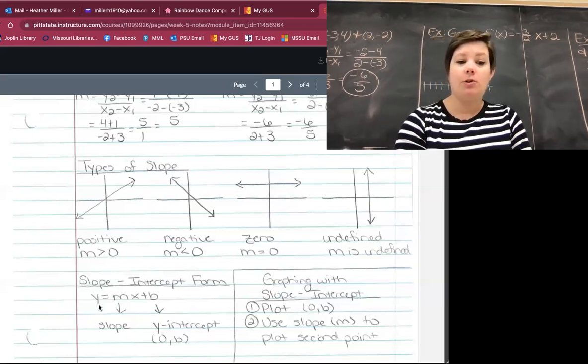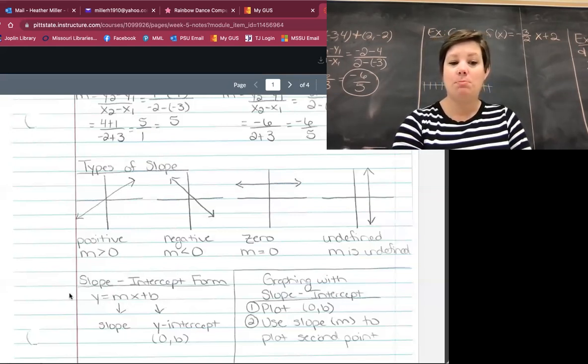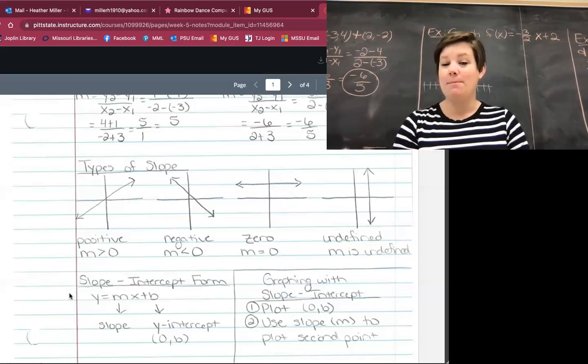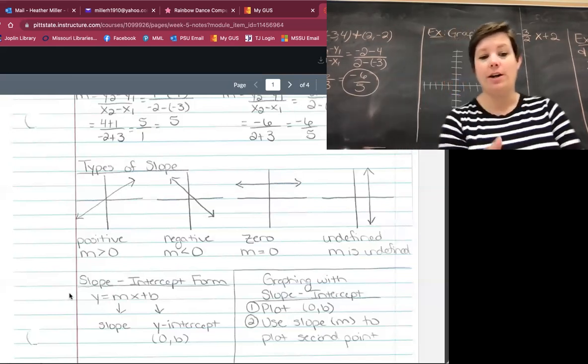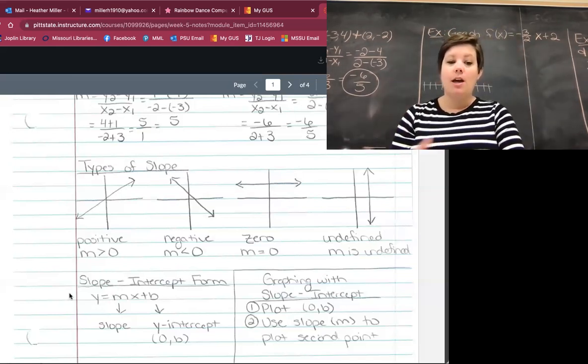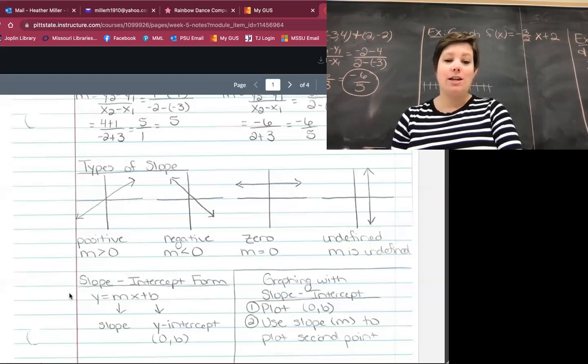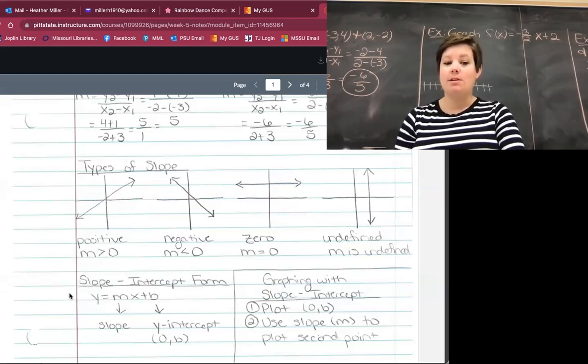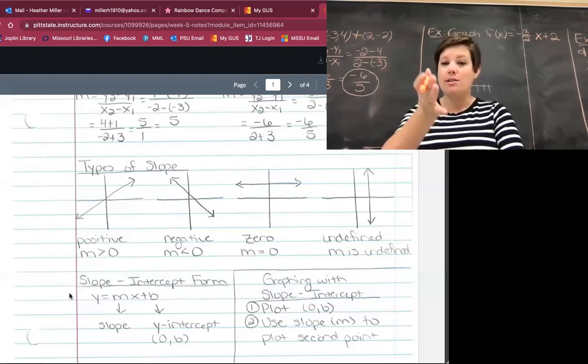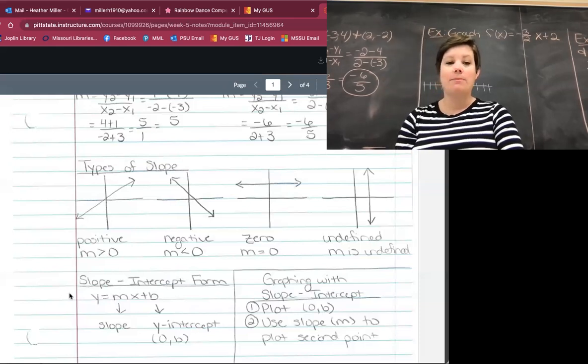The slope-intercept form is y equals mx plus b. Remember, the m is our slope. That's what we find by doing rise over run. That b that's tacked on there at the end is our y-intercept, and that's an ordered pair of (0, b). Your y-intercept is where your graph crosses the y-axis. And so that's really important to have.